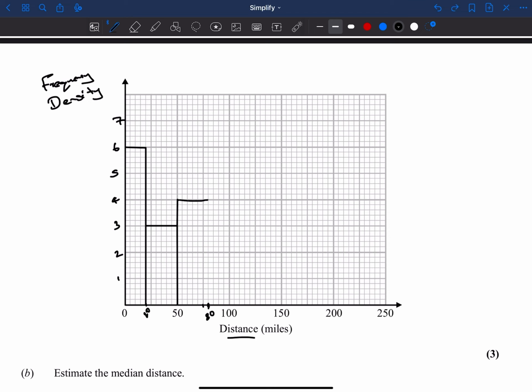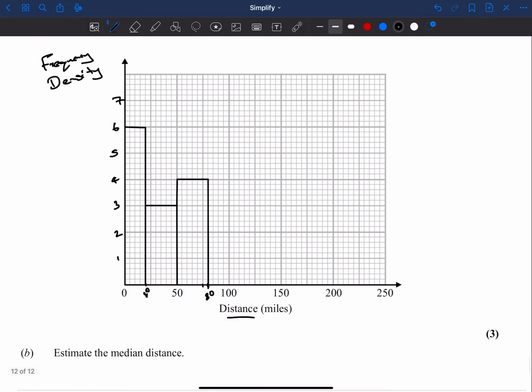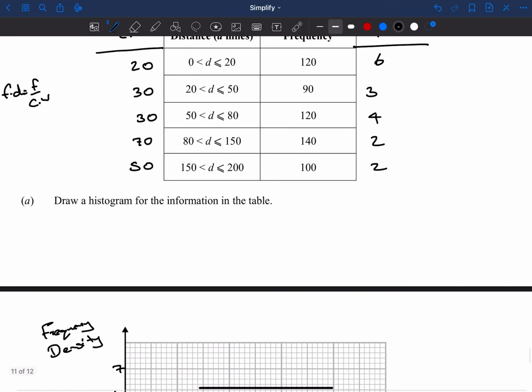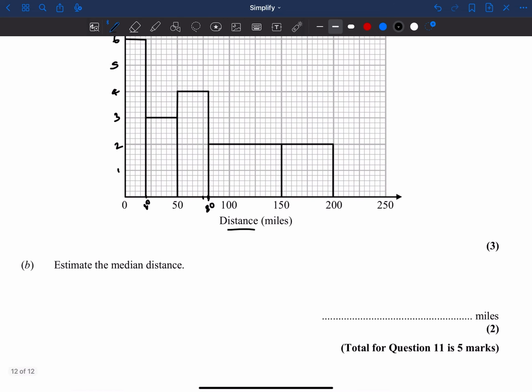There you go. Then 80 to 150 is 2. 150 is pretty easy, so I'm not going to write it. And the next one, 150 to 200, is 2 as well. There you go, that's it. You don't need to shade it. Do not shade it.